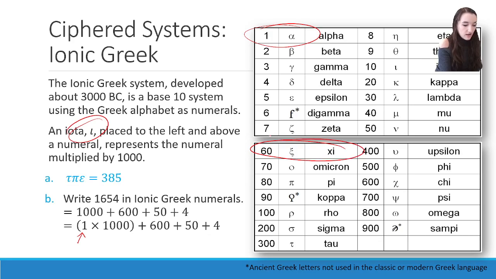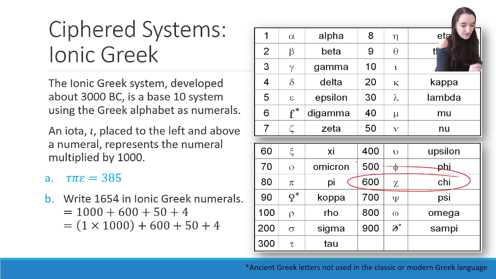Next, we need chi for, oh, nope, no we do not, sorry. We need 600, not 60. So 600 is, there we go. And then 50, so we look for 50, and 4, we have delta. So we write each of these, there's not times 1,000 or anything like that, so we can just write them out simply from the chart. So notice the little iota symbol next to the alpha to represent that that is 1 times 1,000. And then we have the rest of our symbols directly.